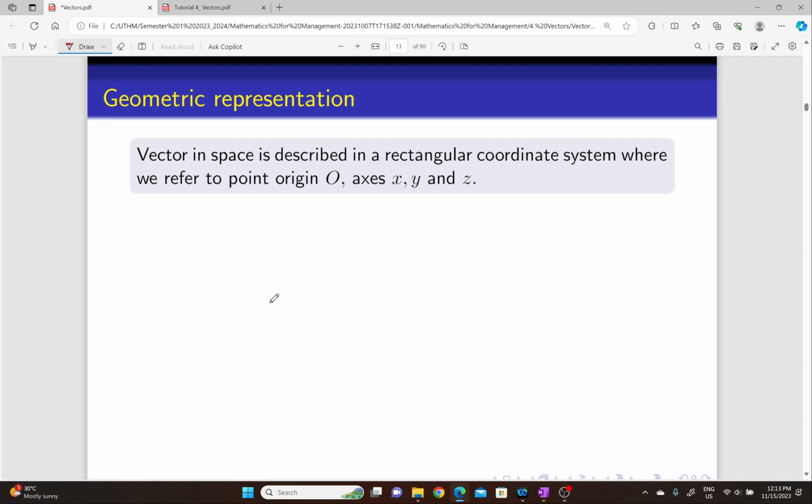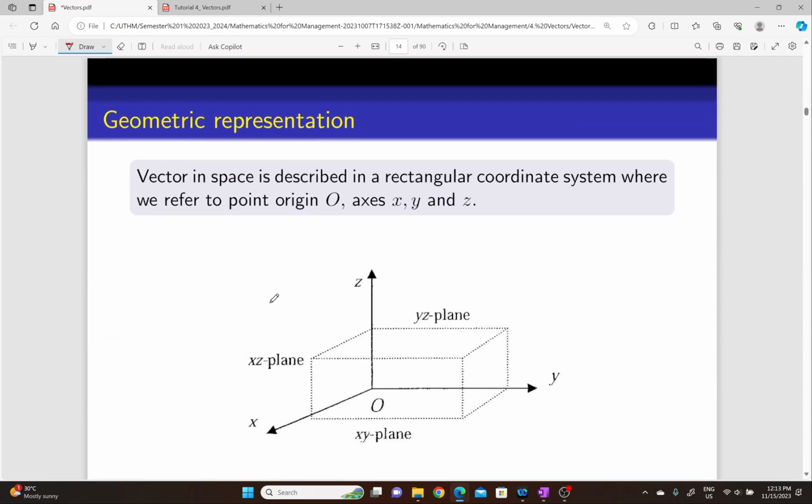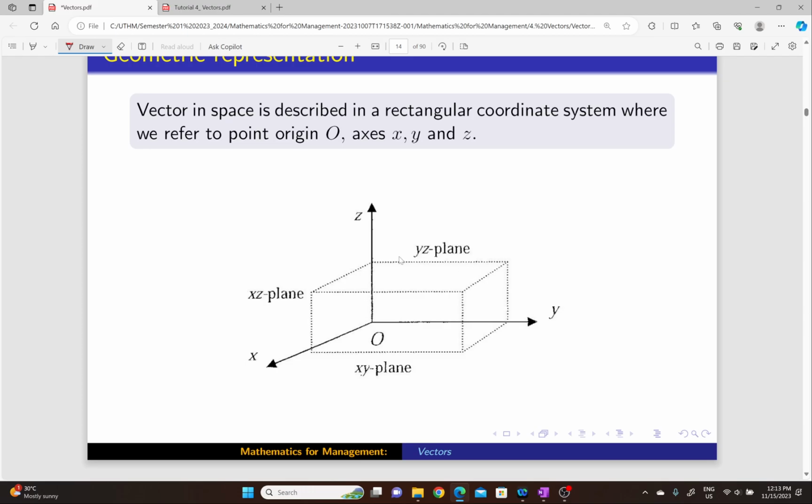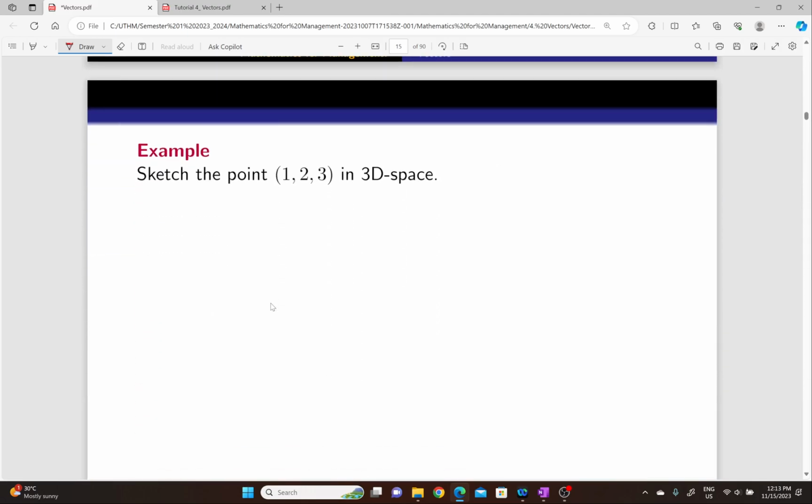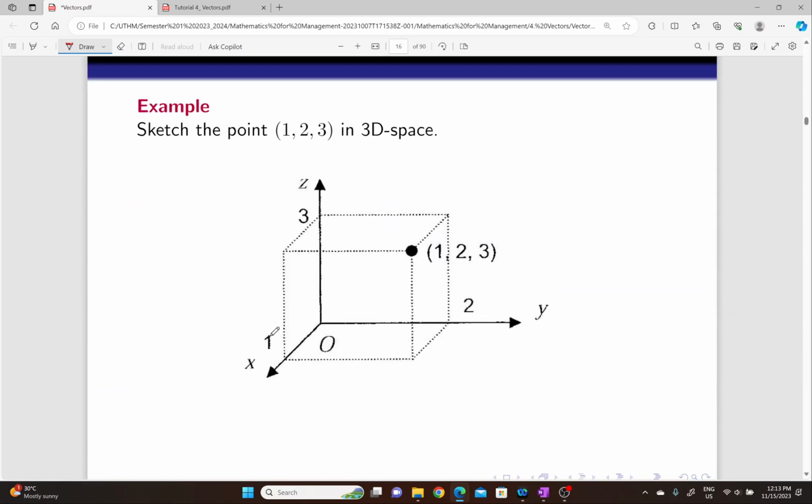Now the geometric representation is the same thing, like in 3D. In 3D we will draw a rectangle like this and then we join. This is the point, we join the point, this is the vector. Sketch a point, this is a point, this is not a vector. Sketch the point in 3D space, you're going to sketch like this. Put a 1 here, put a 2 here. Same thing as just now, you first draw this rectangle and then draw this rectangle and then try to draw a 3D. This is just a point, you no need to join.